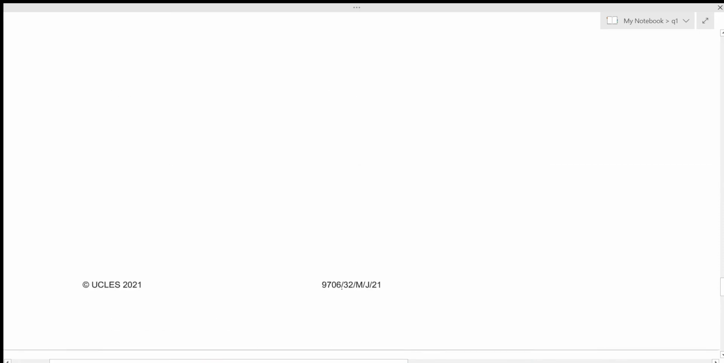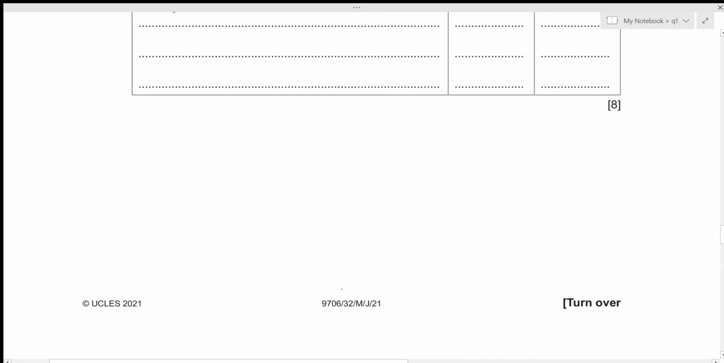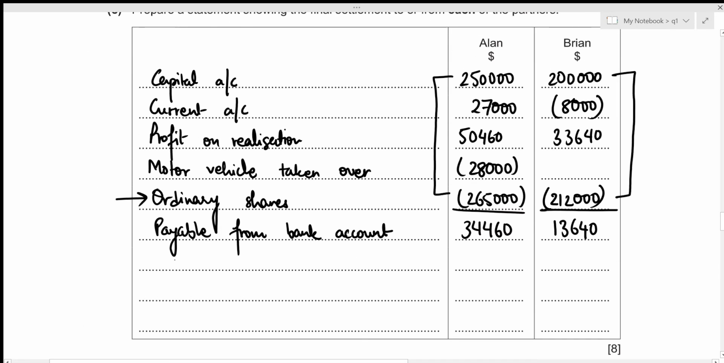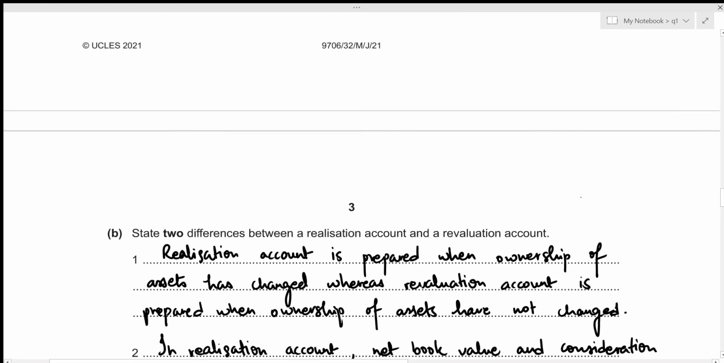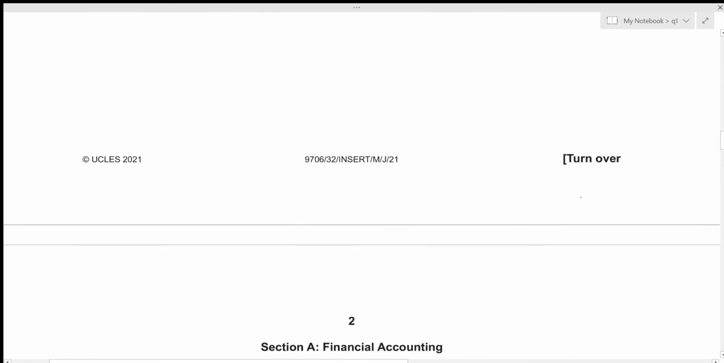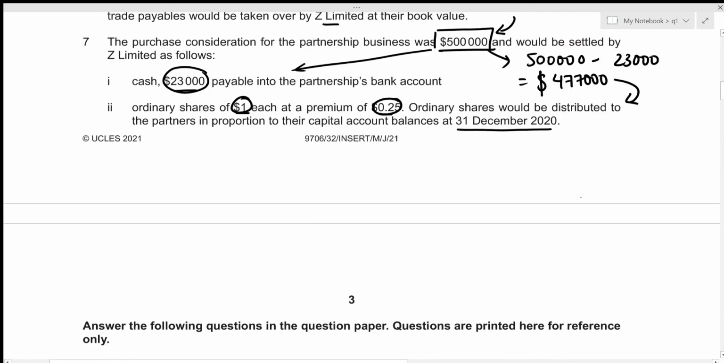Let's have a look above. We already calculated it right here, the ordinary shares. And this amounted to 265,000 for Alan and 212,000 for Brian. But the most important thing to remember here is that we are only calculating the total share capital, which will not include the premium value, right? And ordinary shares are provided to Alan and Brian at a premium, which is given above.